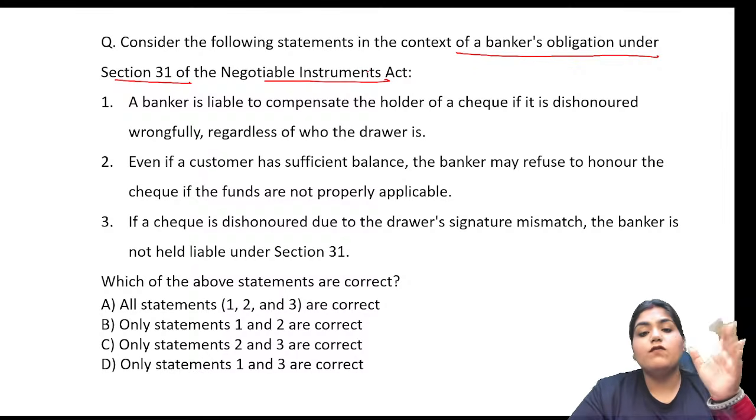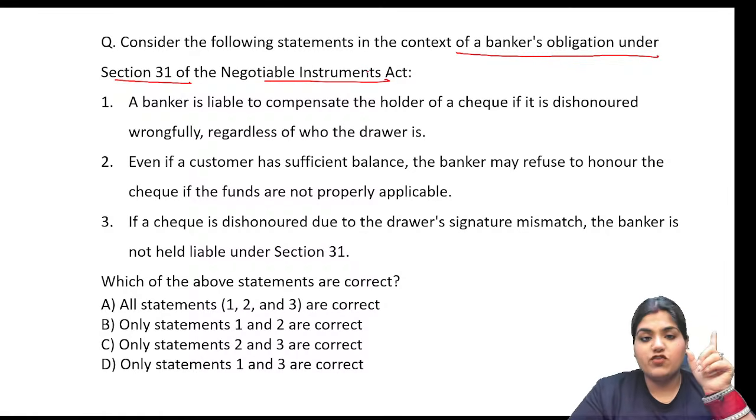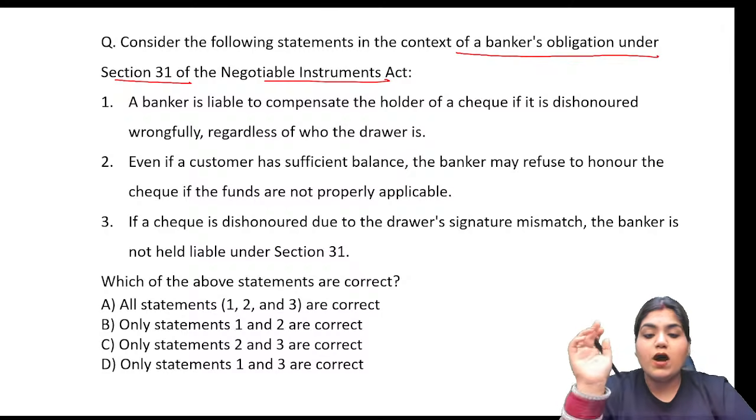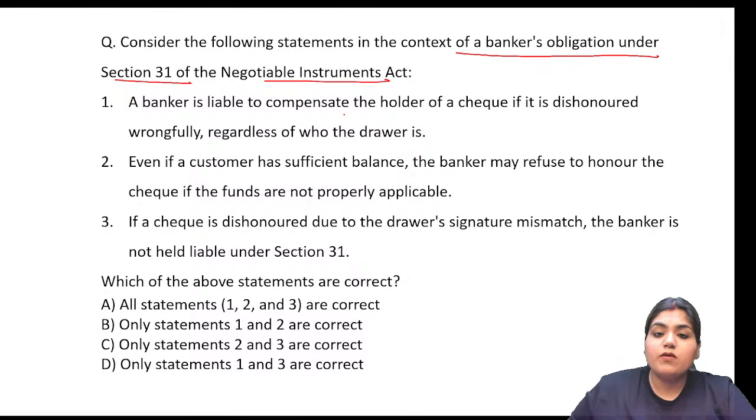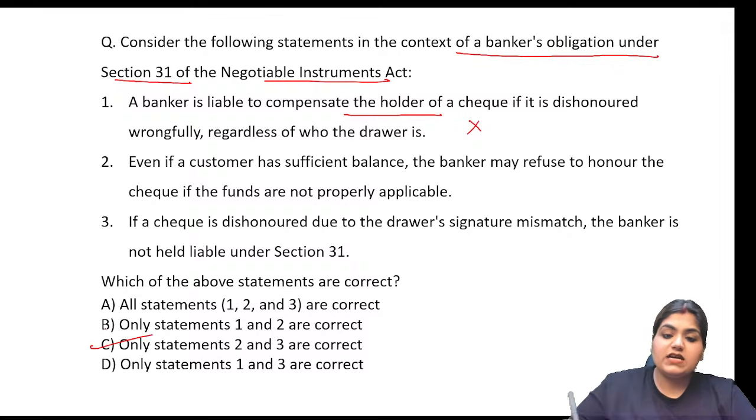it is the mistake of the bank, not the drawer. The bank is liable, and to whom? The bank is liable to the person who has drawn the check, not to the holder of the check. Statement number 1 is incorrect. The bank is liable to compensate the drawer of the check, not the holder. Other statements are correct. That will give us C as the correct answer.